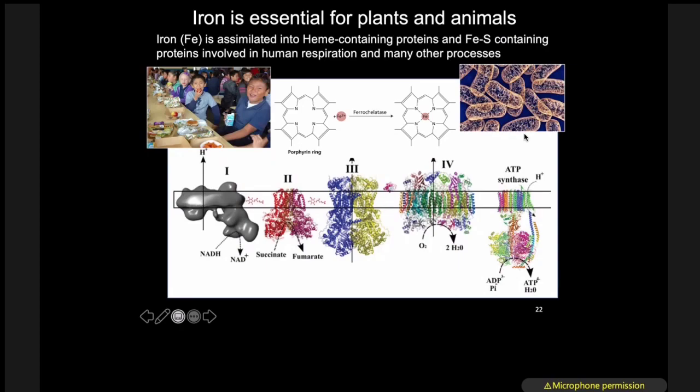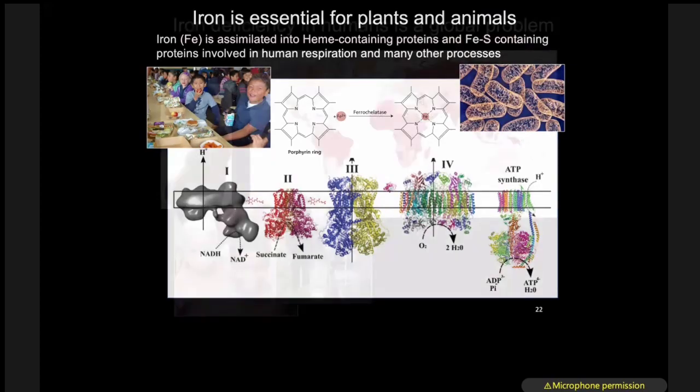So this is an image of mitochondria. And this is just showing you one of the reasons why iron is so important, because without sufficient amounts of iron, this process doesn't take place. And as I'll show you, it doesn't take place effectively with decreased amounts of iron availability. And as I'll show you in a few slides, this impacts the health of many people across the world. So iron is assimilated into heme-containing and iron sulfur-containing and other iron-containing proteins involved in human respiration and many, many other processes. So iron is important for both plants and animals.